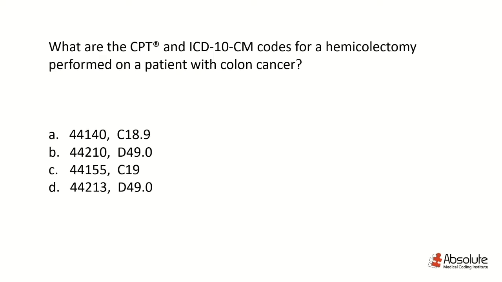Okay, coders, we have A: 44140, C18.9; B: 44210, D49.0; C: 44155, C19; D: 44213, D49.0. What are the CPT and ICD-10-CM codes for a hemicolectomy performed on a patient with colon cancer? You got this, coders.